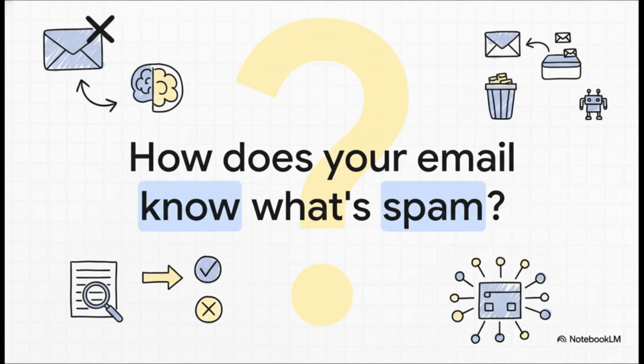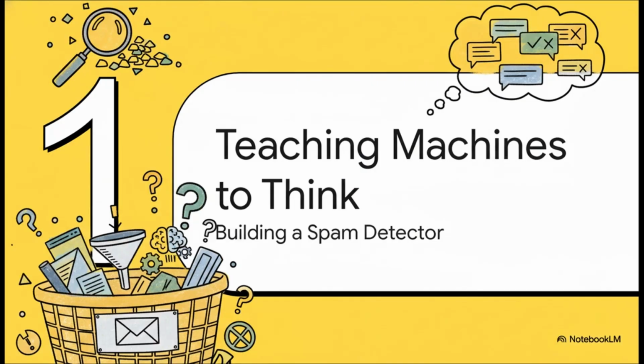I mean, seriously, think about it for a second. Your inbox right now is probably stopping dozens of junk emails from ever reaching you. How? It's not magic. It's a machine that has learned what spam looks like. It's learned to spot the difference between a message from your boss and an ad for something you'd never buy. So, how in the world does it do that? Well, to figure that out, we're going to build our own spam detector right here, right now.